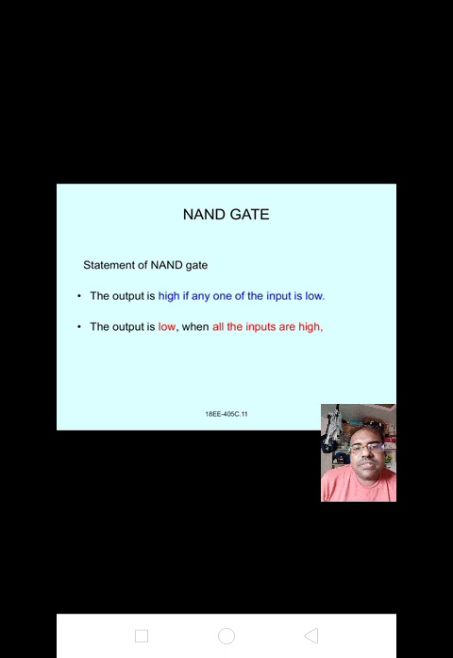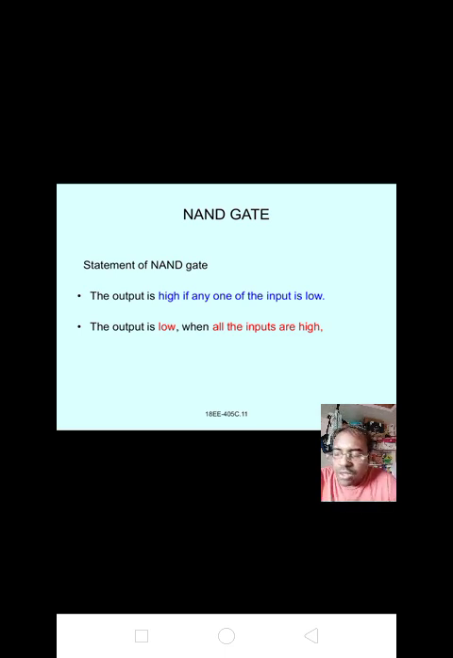Next, the statement for NAND gate is: the output is high if any one of the inputs is low. The output is low when all the inputs are high.